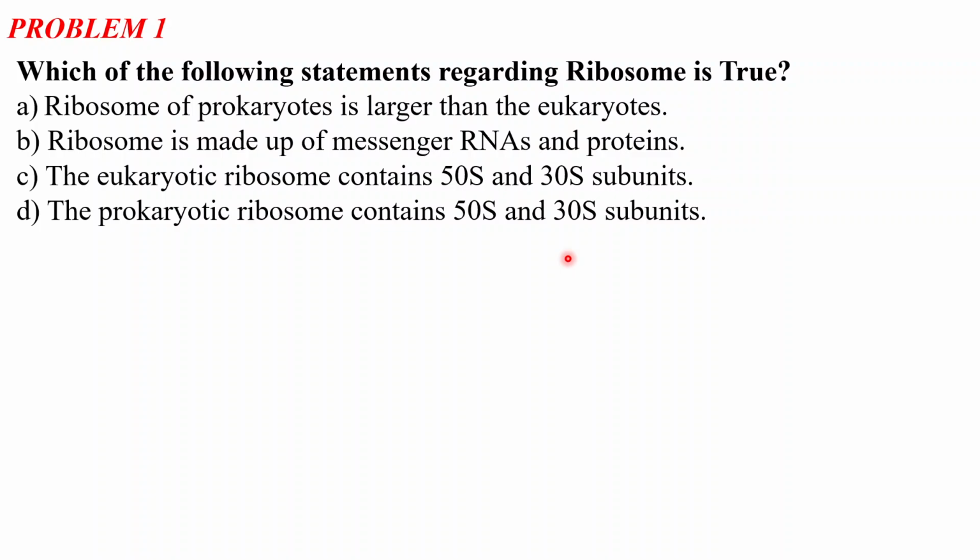So, problem number 1, I will repeat. Which of the following statements regarding ribosome is true? A, ribosome of prokaryotes is larger than eukaryotes; B, ribosome is made up of messenger RNAs and proteins; C, eukaryotic ribosome contains 50S and 30S subunits; and D, prokaryotic ribosome contains 50S and 30S subunits. One of these statements is true. You have to identify A, B, C or D. I will wait for 1 to 2 minutes, and then I will check the chat box and we will discuss this in detail.